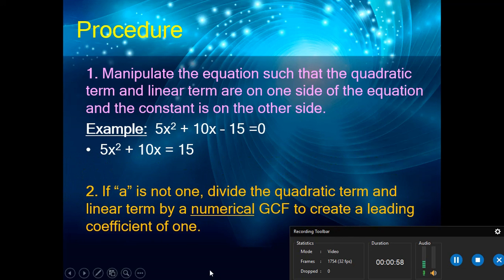Now in this case, the value of a is not 1. In our example, it's 5, right in front of our x squared. We want to look at those two terms, the quadratic and the linear, and we want to pull out a numerical GCF to create a leading coefficient of 1. So basically, I'm going to divide the left side by 5. Normally, we would say 5x, but we just want to pull a number, not a variable. So this will become 5 times the quantity x squared plus 2x, and it still equals 15.